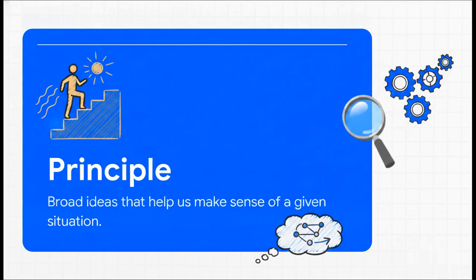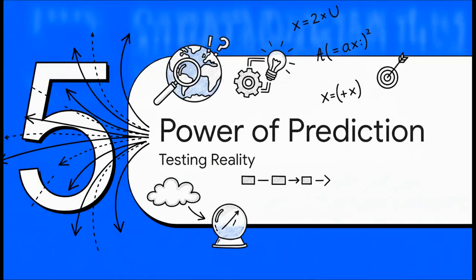Finally, a principle. Principles are broad ideas that help us make sense of specific situations. If you're climbing a steep flight of stairs and feeling totally exhausted, well, the principle of conservation of energy helps explain the physical work you're actually doing. Laws, theories, and principles, they all work together to structure our knowledge. Section 5, the power of prediction, testing reality.